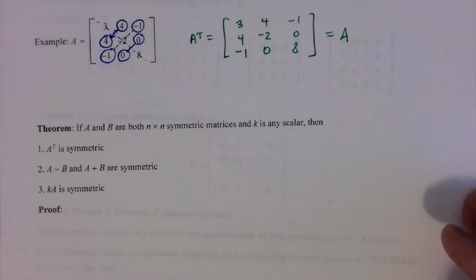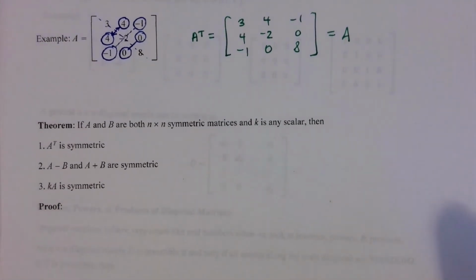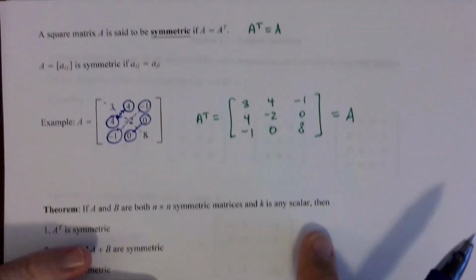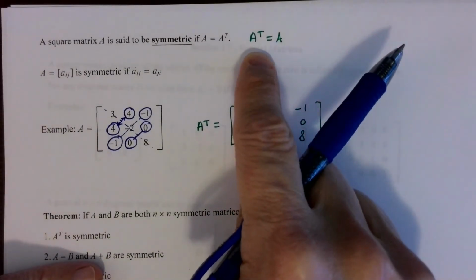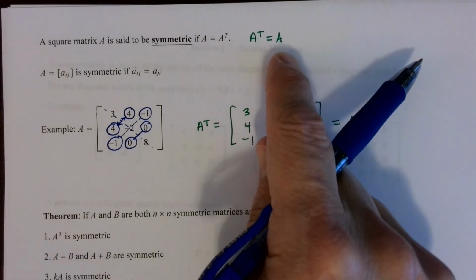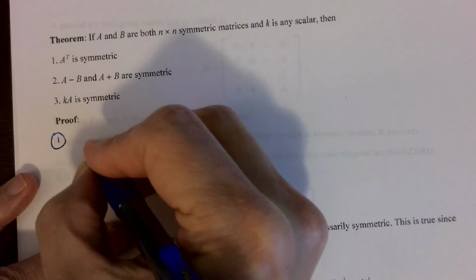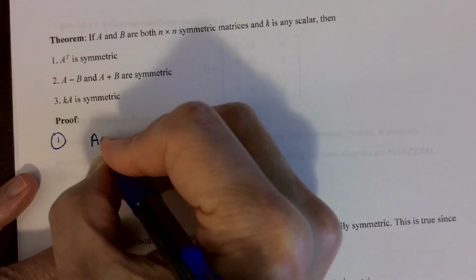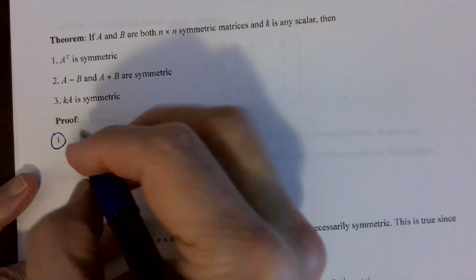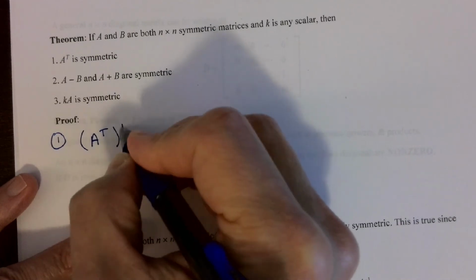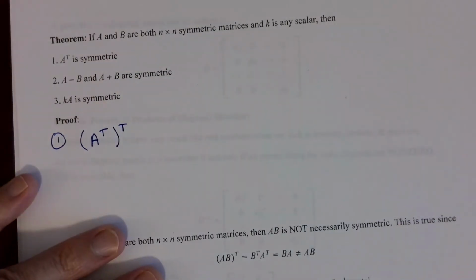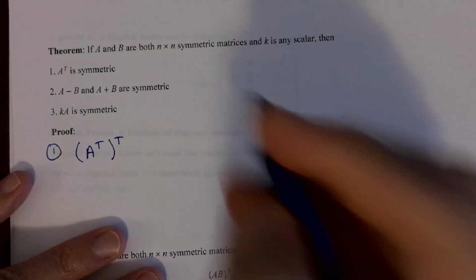It's real easy to prove, in theory, how to prove something is symmetric, and that is to simply use the definition. Take the transpose of the matrix and show that you get back the original matrix. Okay? So number one, I look at A transpose. It's supposed to be symmetric, so let's take the transpose of that. And I need to get back to A transpose.